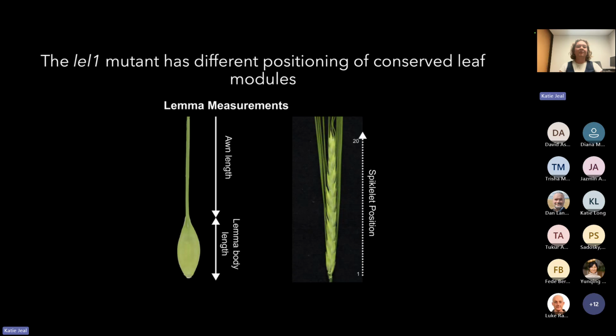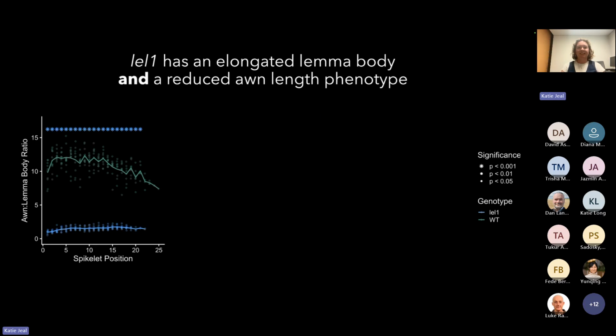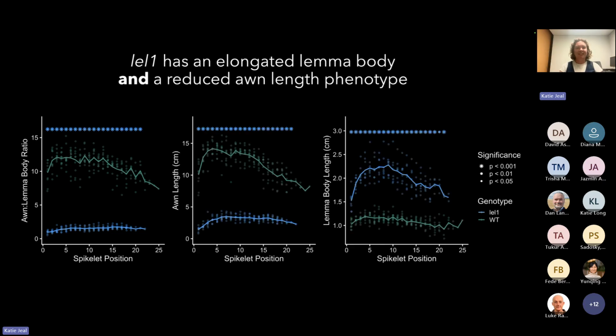We then wanted to look at this quantitatively, so we measured awn length, lemma body length, and spikelet position across the main spike of the barley, with spikelet 1 being the first developing spikelet. And here we see the awn to lemma body ratio across development for both our wild type and our leafy lemma. In leafy lemma, we see a uniform drop in the awn to lemma body ratio. And when we look at what is driving this, it is both a decrease in awn length and an increase in lemma body length, consistent with what we saw in our mature lemmas.